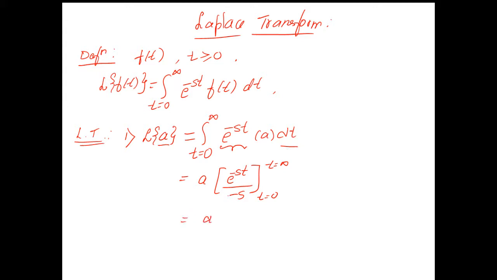That is equal to a and minus s taken out, e power minus infinity minus e power 0. As we know that e power minus infinity is equal to 0, so minus a by s, e power minus infinity is 0 minus e power 0 is equal to 1. So our answer is minus a into minus 1, that is a divided by s.